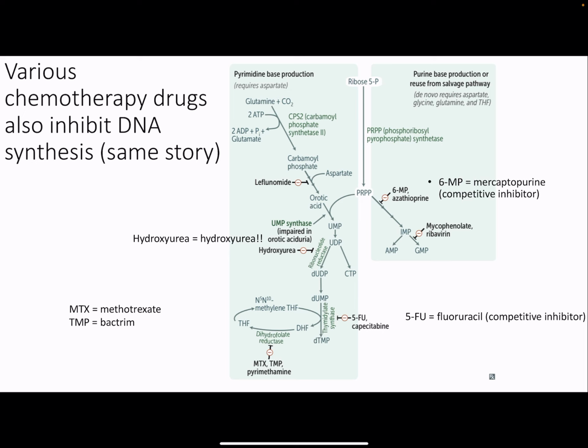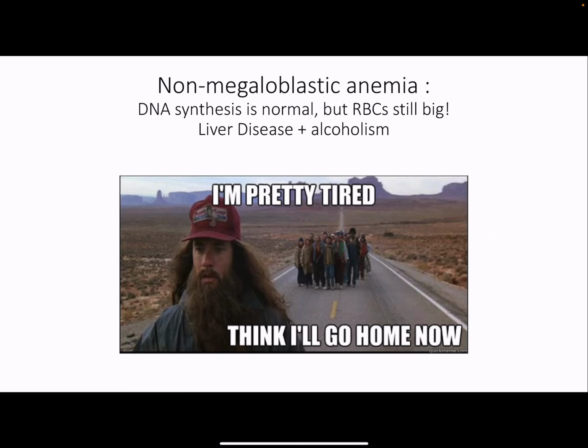Many chemotherapy drugs also, their role is to either stop the pyrimidine or the purine pathway. So any of these drugs would do a very similar thing. And so for the non-megaloblastic anemias, the DNA synthesis is normal, but the red blood cells are still big. The two big ones to know are the liver disease and alcoholism that might cause this.